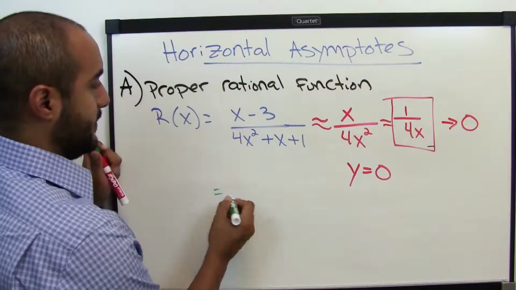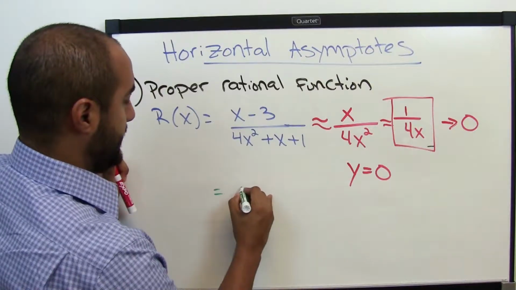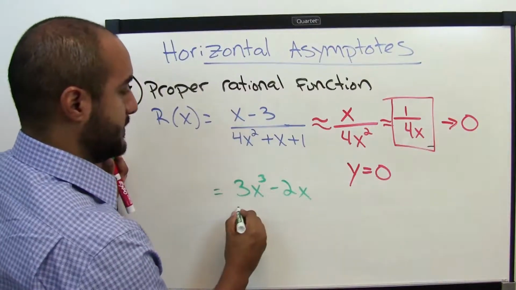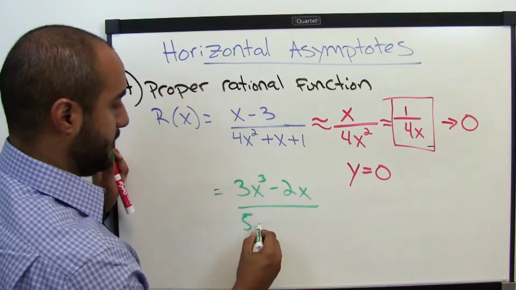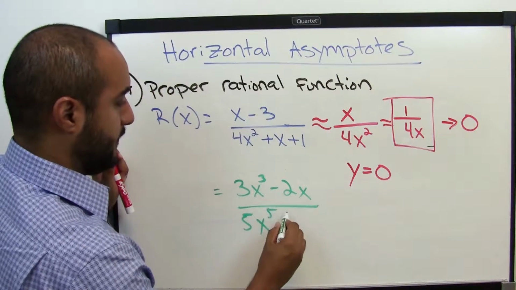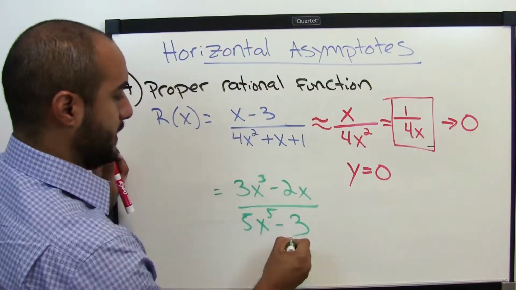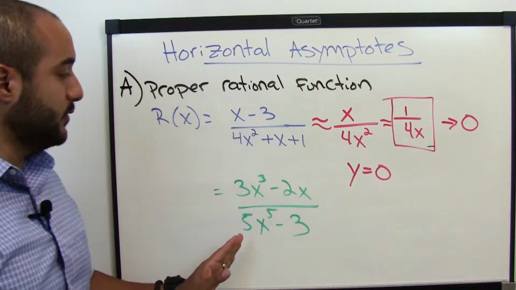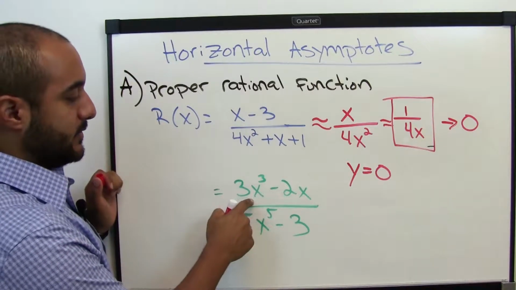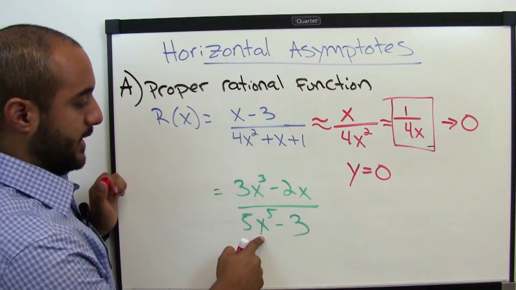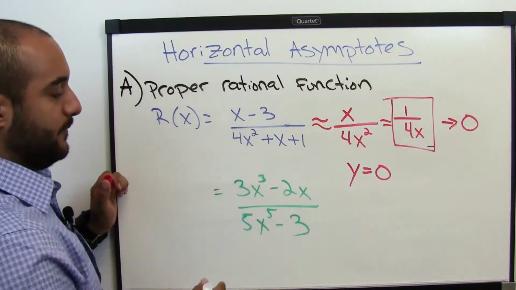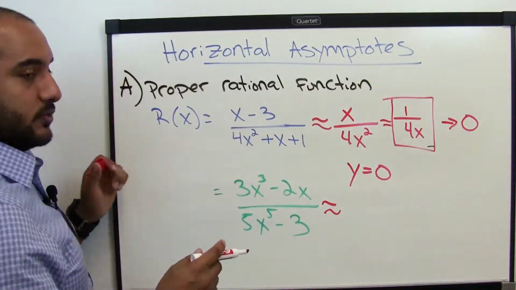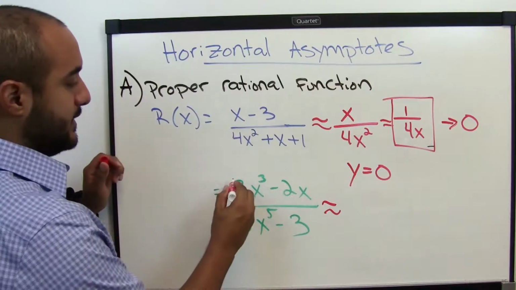What if I chose, I don't know, I'm just going to make one up on the spot. Let's say 3x to the third minus 2x over 5x to the fifth minus 3. Okay, so I know that this is a proper rational function because my leading term is to the third power and my leading term for the denominator is to the fifth power, so it's smaller over greater, right? So the only ones that I care to look at, because those are the ones that take over, that change the greatest, are my leading terms.